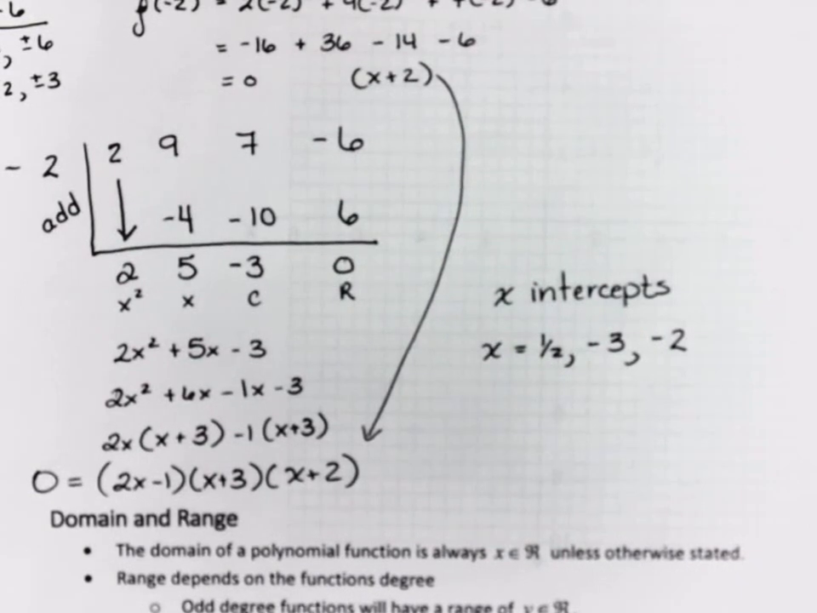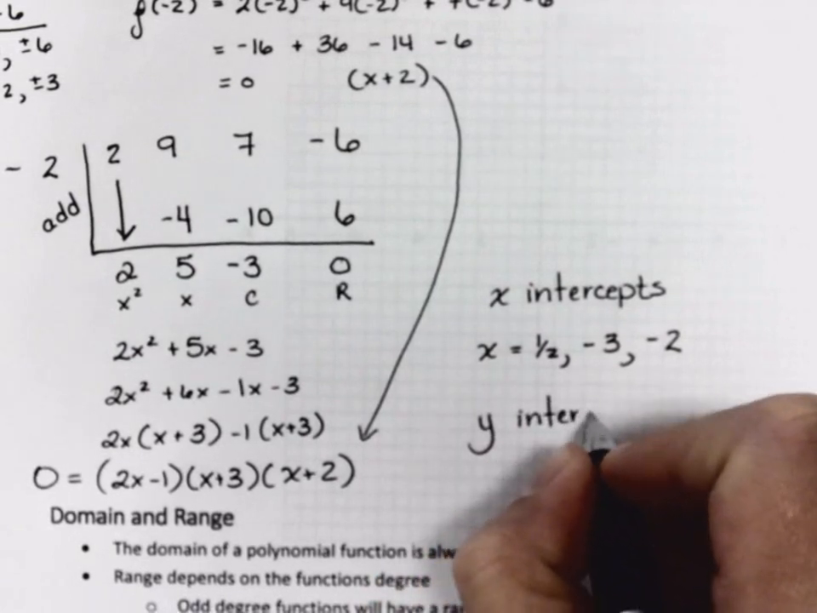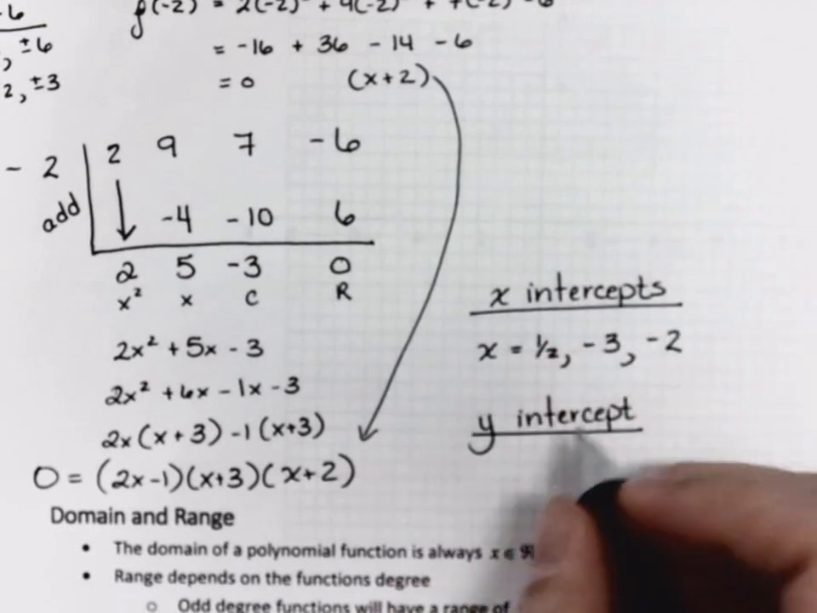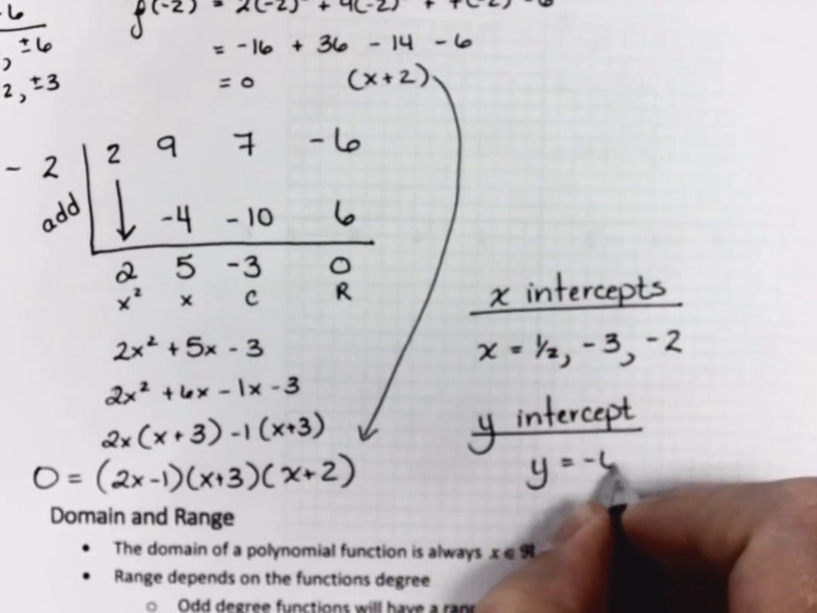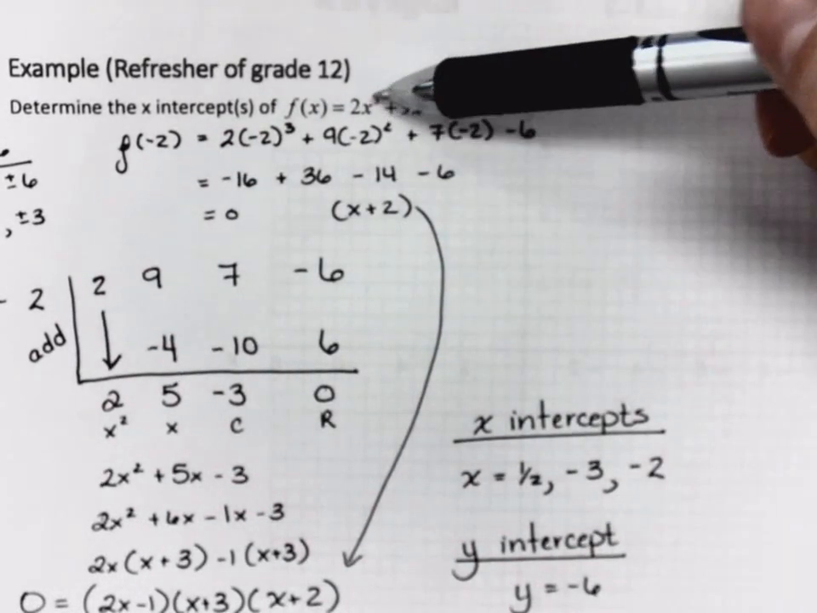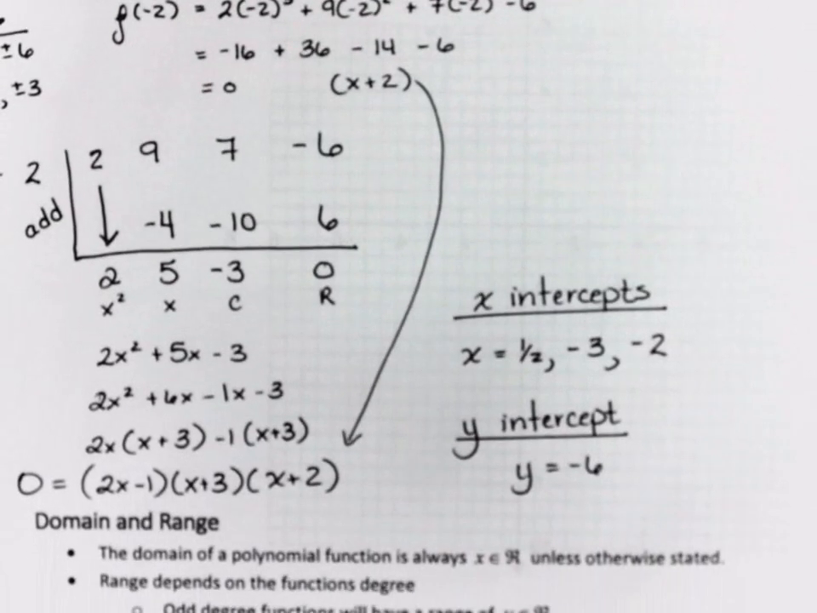Where's my y-intercept? And I got that from the original. If I were to put zeros in for all the x's here, I get -6.